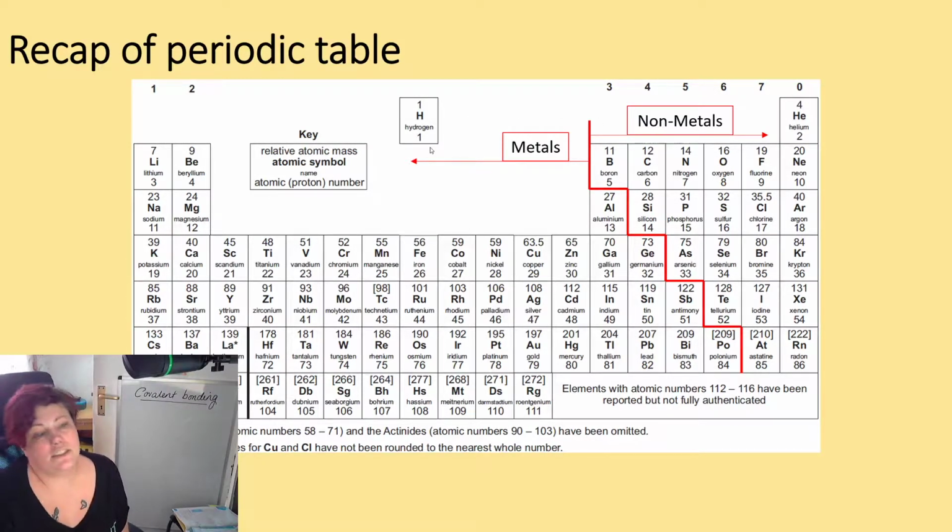Hydrogen doesn't really fit any of the periodic trends within a group, so it tends to float around on its own. Sometimes you may see it above lithium, above group 1. It is not a group 1 metal. So hydrogen plus all of these are your non-metals.